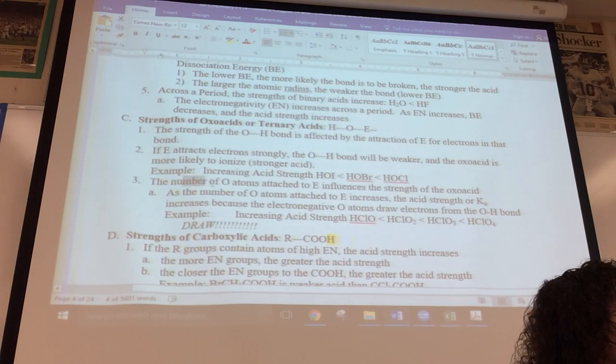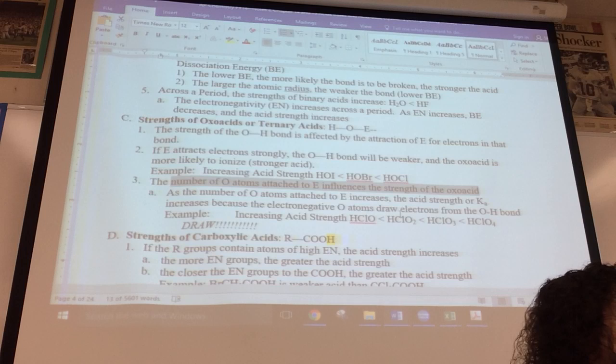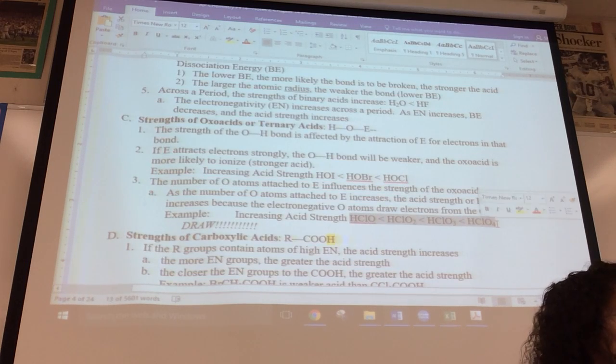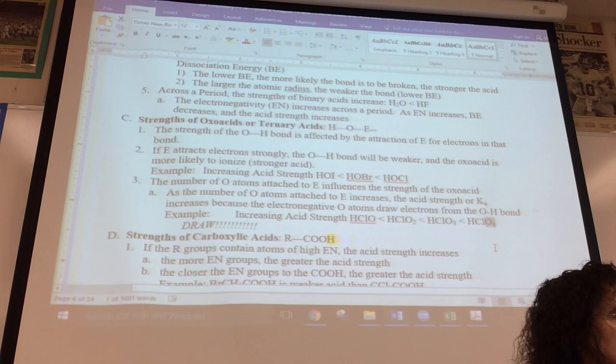It says the number of oxygen atoms attached to E influences the strength of the acid. As the number of oxygen atoms increases, the acid strength increases because basically you're getting a pulling from all different directions that further weakens that OH bond. If you look, for example, at hypochlorous all the way up to perchloric acid, you can see that the strongest of the bunch is the perchloric, because as you add more and more highly electronegative oxygen atoms, it weakens the OH bond.